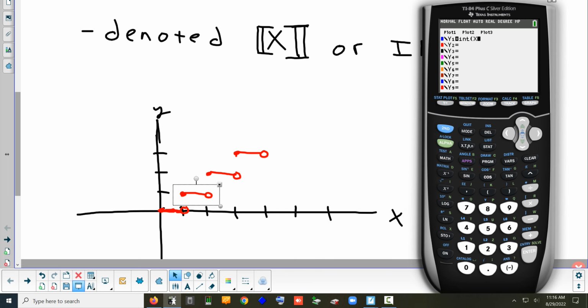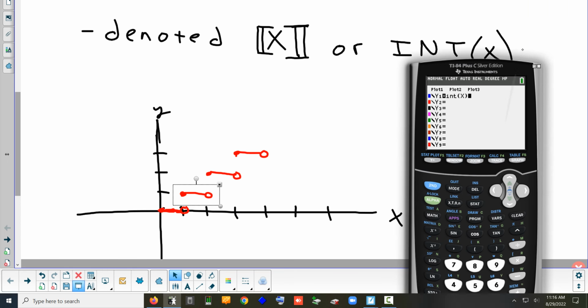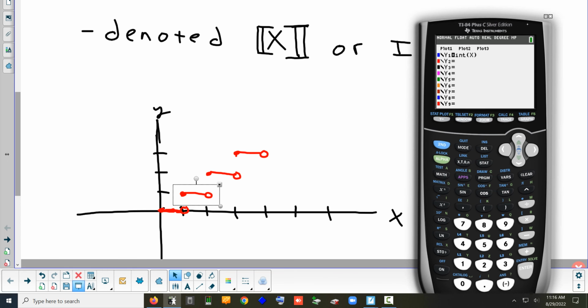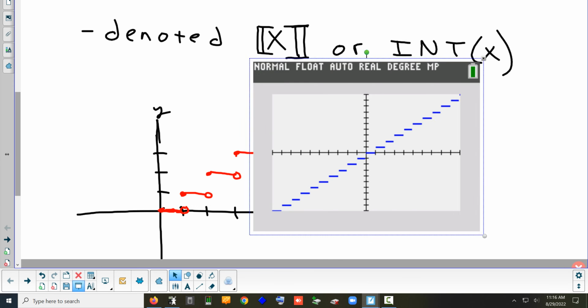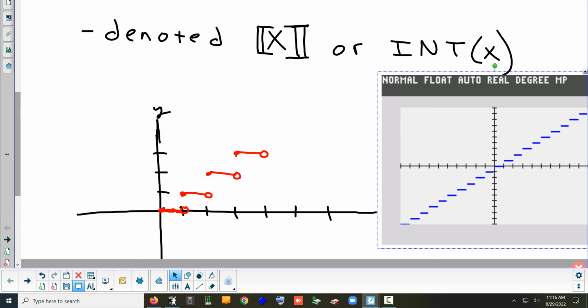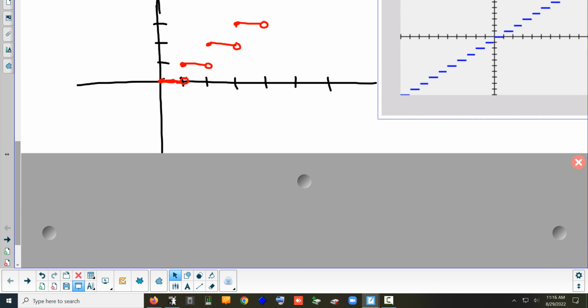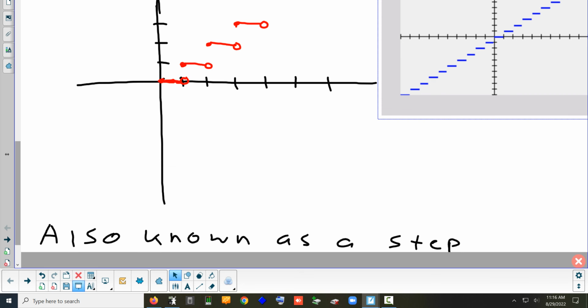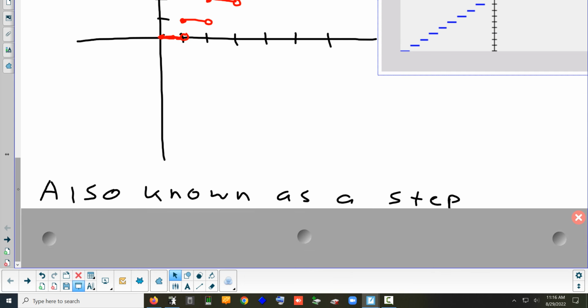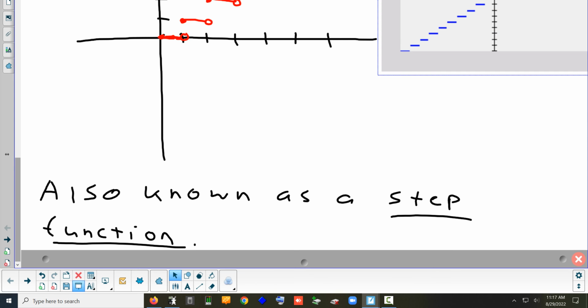And then we just need to put x. And if you put in x and do zoom 6, you're going to see exactly what we just had, a series of steps. So let's think about that graph for a little bit. Put in what? Just x. Int x. Yep, x would be your argument to the function. Okay, that's known as a step function because it kind of looks like a series of steps.